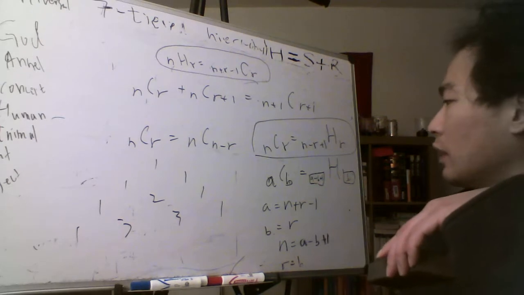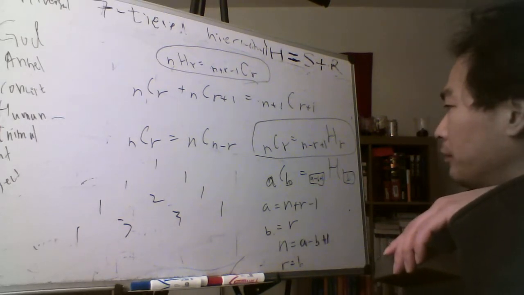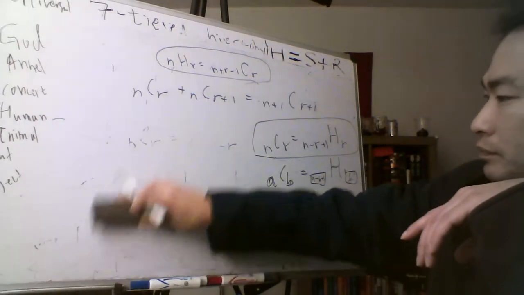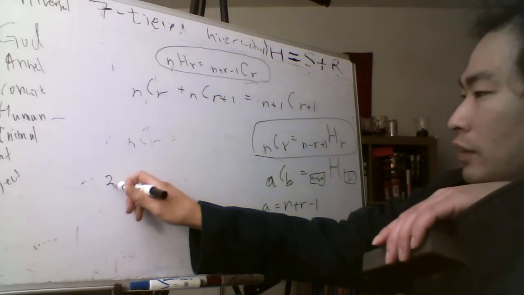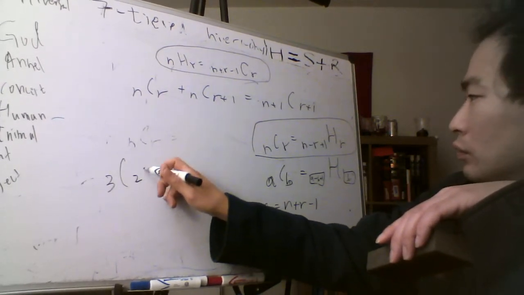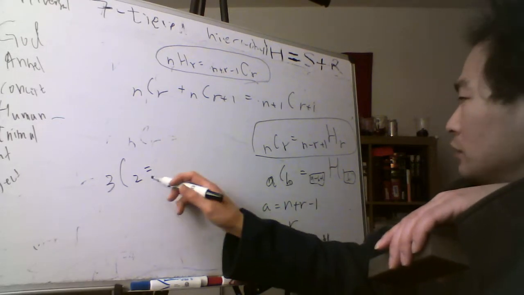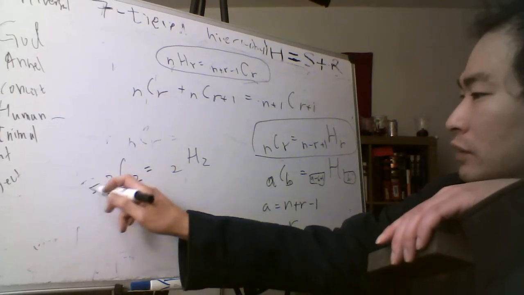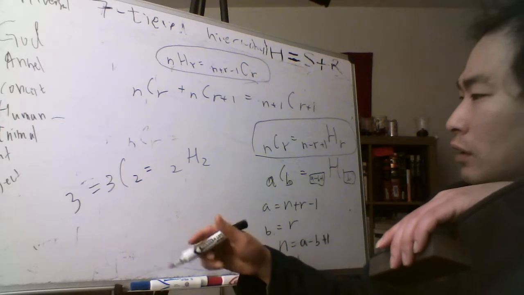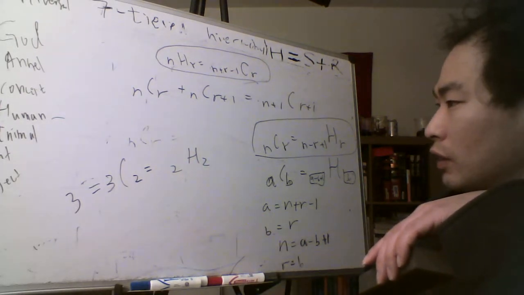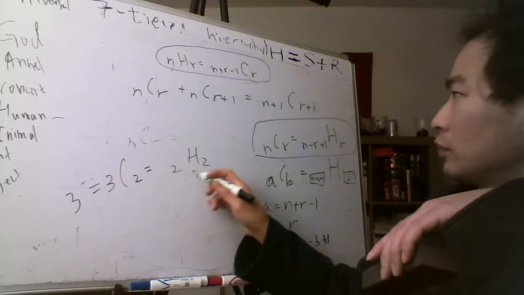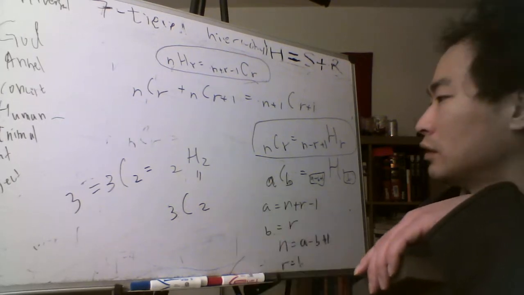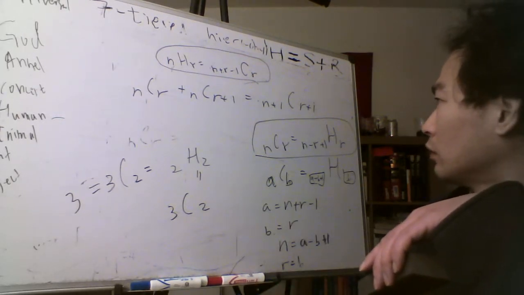Okay, let's see if it's correct. Let's make some example. Let's pick 3C2. According to this formula, you have n minus r, which is 1, 2H2. Okay, we know this is 3, right? 3C2 is equal to 3C1. Out of 3, you pick 1, okay? So, and this guy is equal to n plus 1 minus 3C2. Okay, yeah, so it is correct. Good. Very cool.